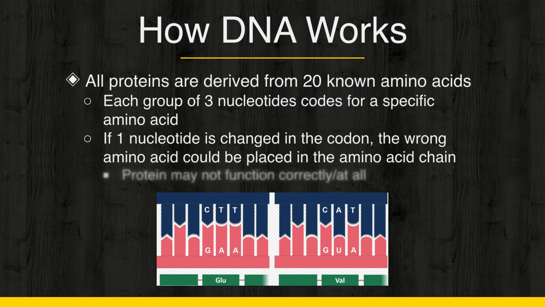All proteins are derived from 20 known amino acids, and that's in most living things. Each group of 3 nucleotides codes for a specific amino acid, and that's referred to as its codon. If one nucleotide is changed in the codon, the wrong amino acid could be placed in the amino acid chain, and the protein may not function correctly or may not function at all. An example of that is our hemoglobin gene.